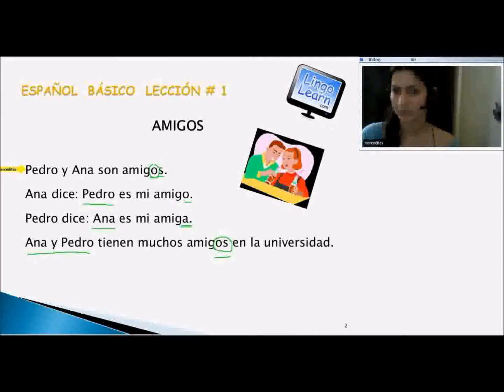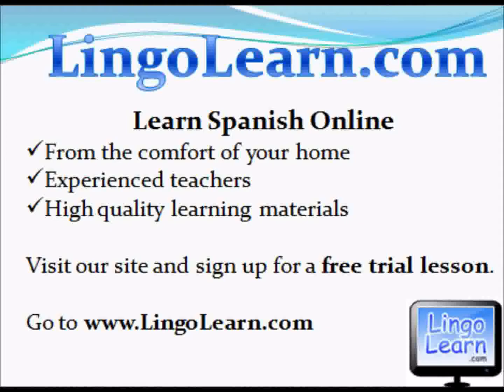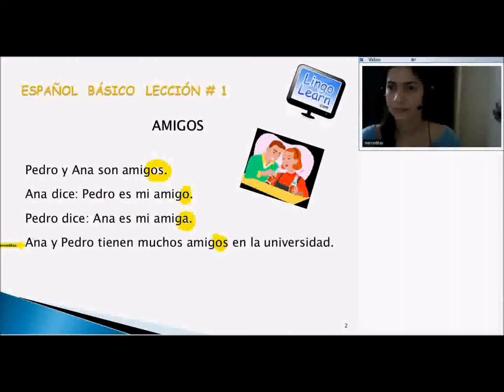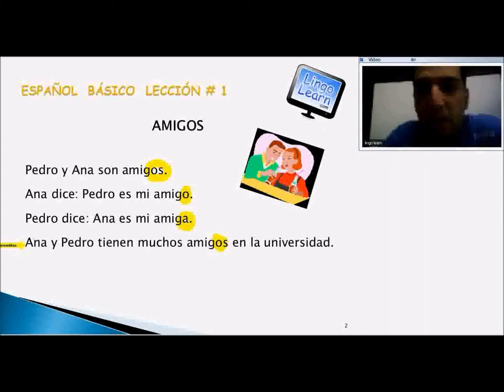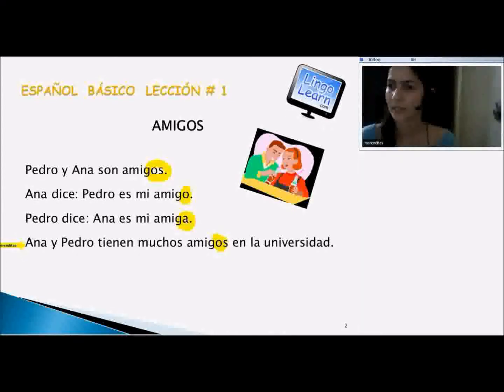Okay, so for Pedro. Can you see that, Eli? Dana y Ana son amigas. Yes, I can see. So amigos became amigas because now there are two girls. Exactly. So for the gender of men you use the vowel O, and for the gender of women you use the vowel A in most cases. Okay? Okay.